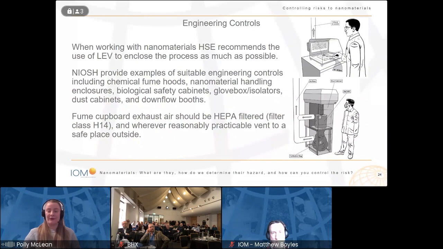One of the examples that we often give is a site visit that we were on where the LEV was working sufficiently. We didn't get a release during the machining, but there was a subsequent release later on when the air was recirculated into the environment and hadn't been sufficiently filtered. So it's really important that the air is filtered when it's exhausted.